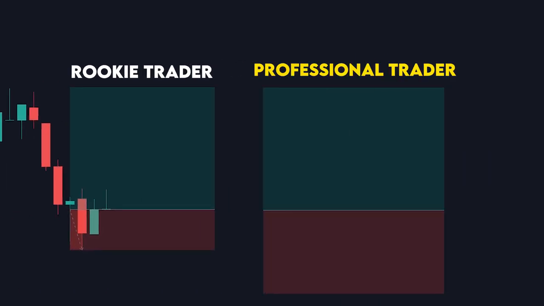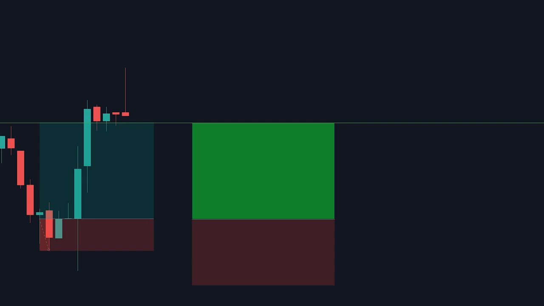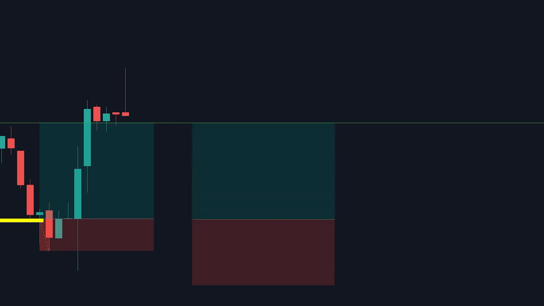Then we have our professional trader who entered the trade at the same exact price, but used the special strategy I'm about to share with you to set their stop loss. Look what happened. The rookie trader ended up losing this trade, and the professional came out with a huge profit, even though they entered at the same exact price. The only difference is the position of their stop loss.